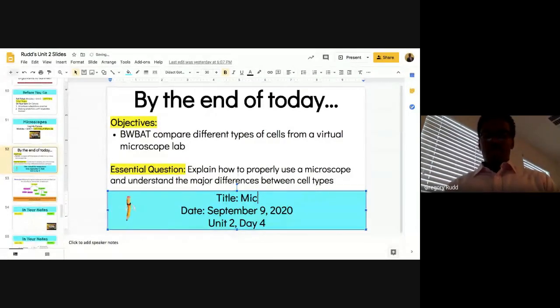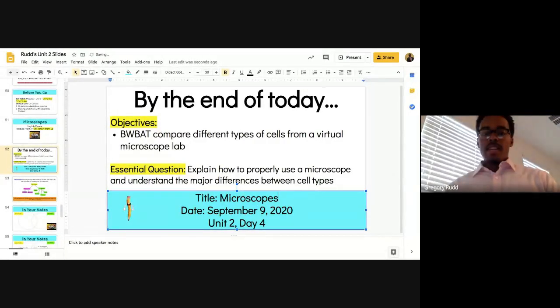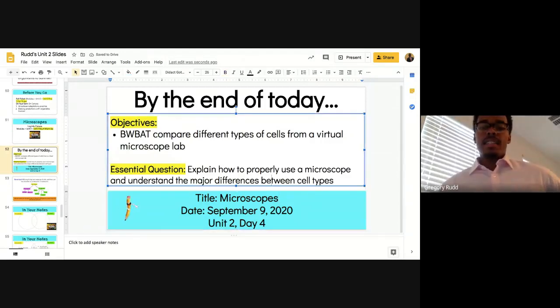So hopefully you all have your notes out and you can write down the title of the lesson as well as today's date and the fact that it is Unit 2, Day 4.